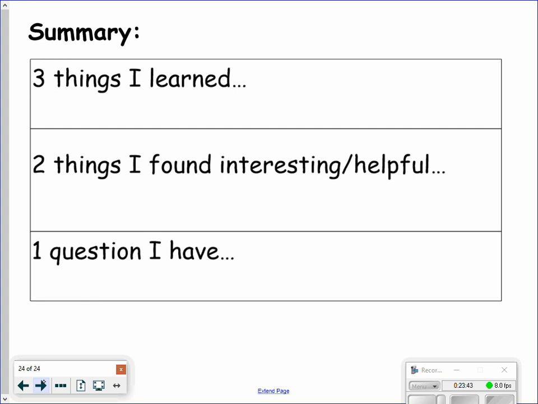So go to the bottom and fill out the summary. 3 things I learned, 2 things I found interesting and helpful, 1 question that I still have. And then we're going to move on to 2-3. So go ahead and pause, fill this out, and then we're going to move on to 2-3.